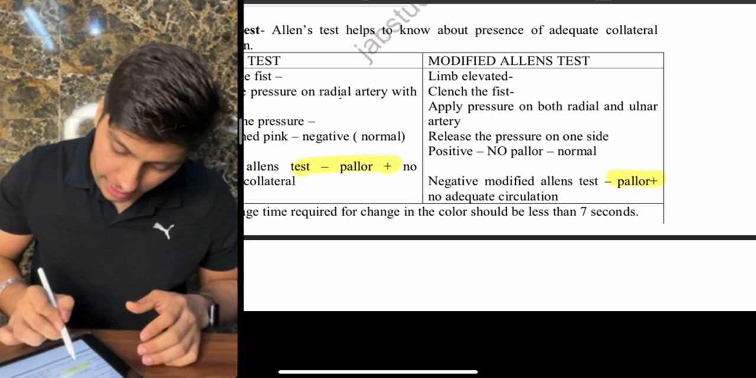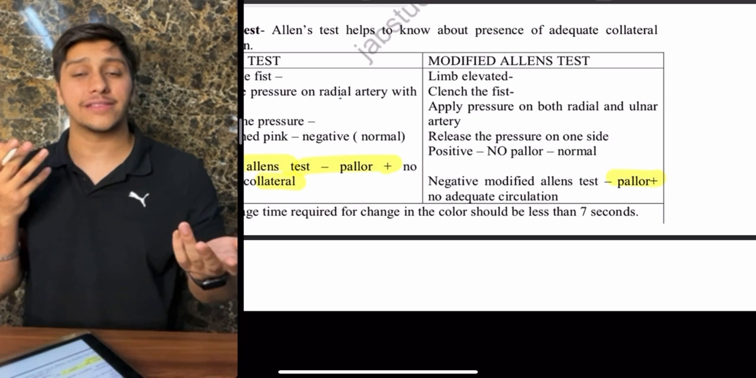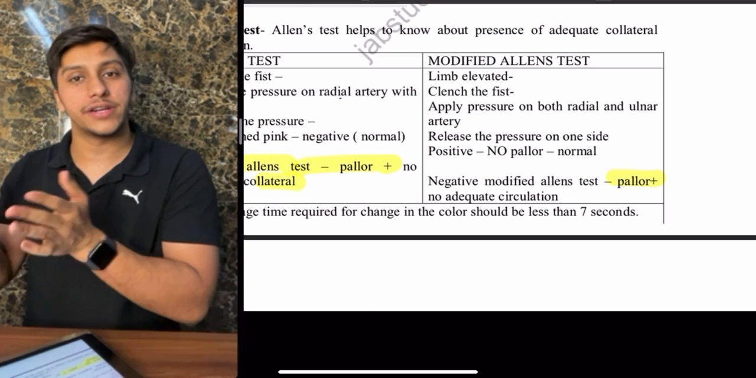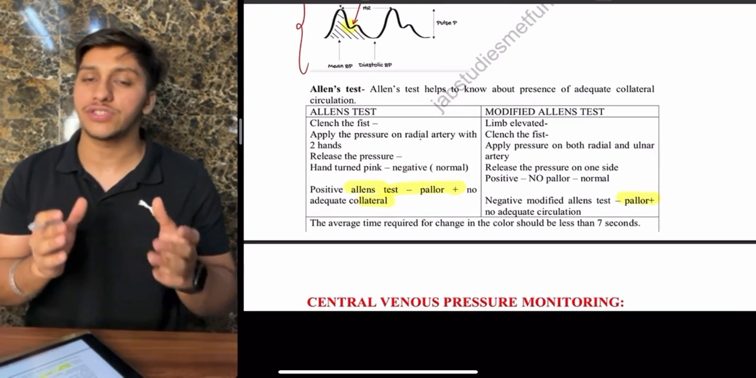This is the difference over here, and usually this is the thing which people get confused. So in the modified one, they thought let us try something different, so that is why they did this. Rest, you need to know what the basics are about the Allen test and this. Both are tests which check for the collaterals.